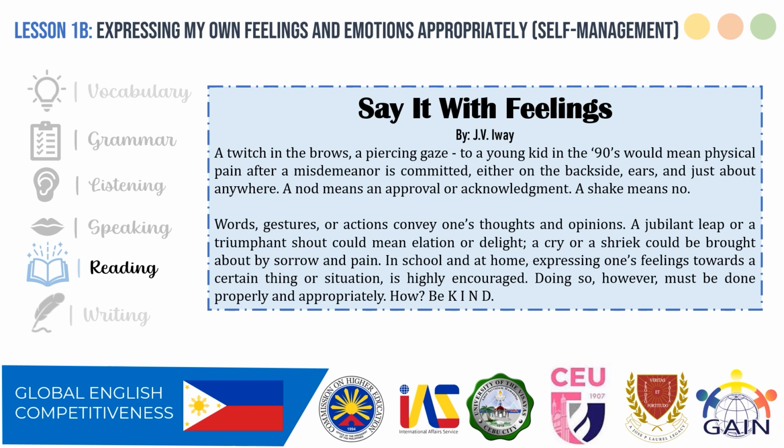Words, gestures, or actions convey one's thoughts and opinions. A jubilant leap or a triumphant shout could mean elation or delight. A cry or a shriek could be brought about by sorrow and pain. In school and at home, expressing one's feelings towards a certain thing or situation is highly encouraged. Doing so, however, must be done properly and appropriately. How? Be kind.